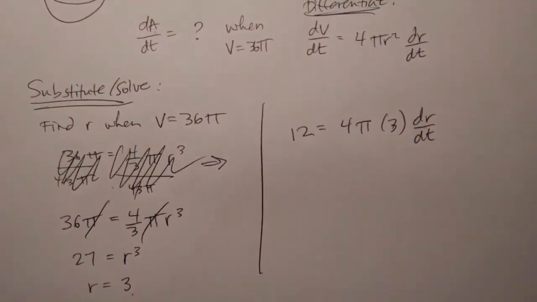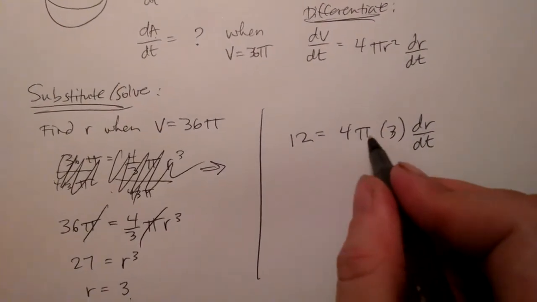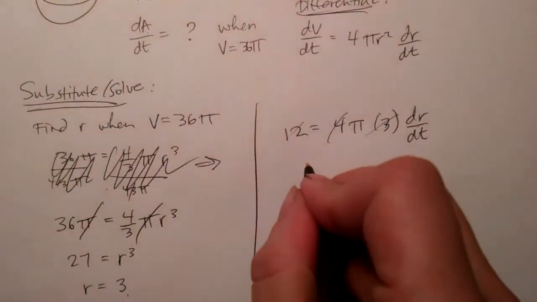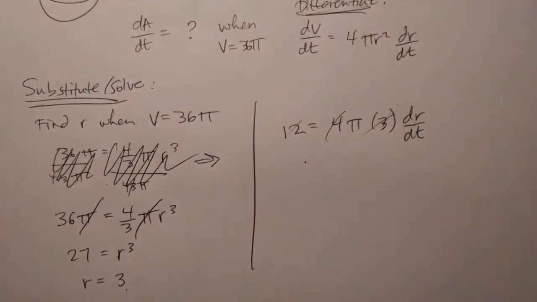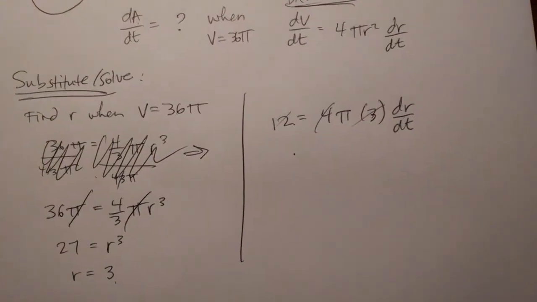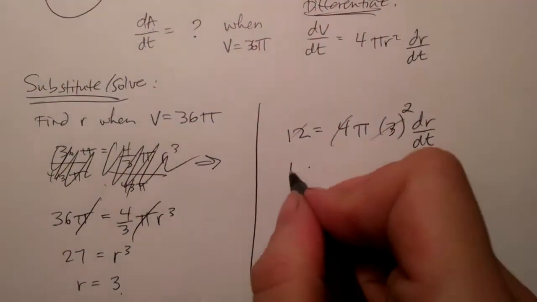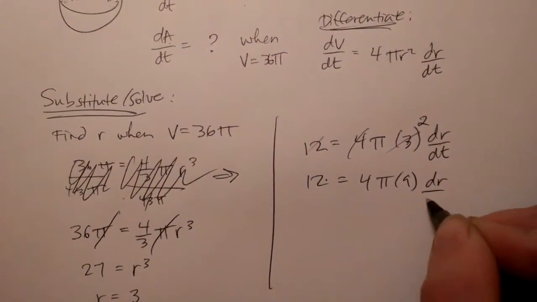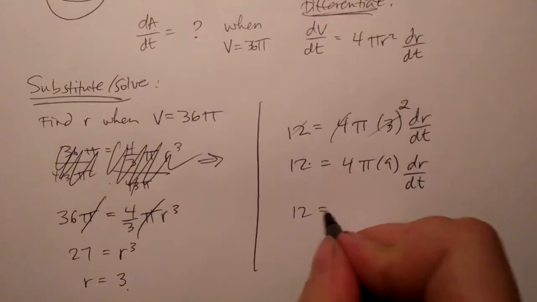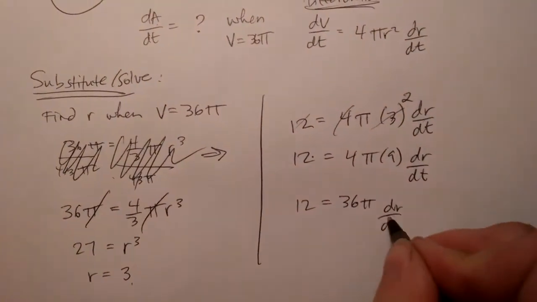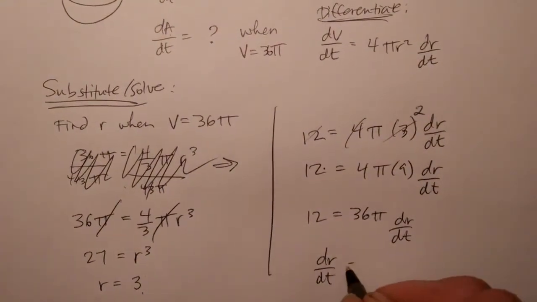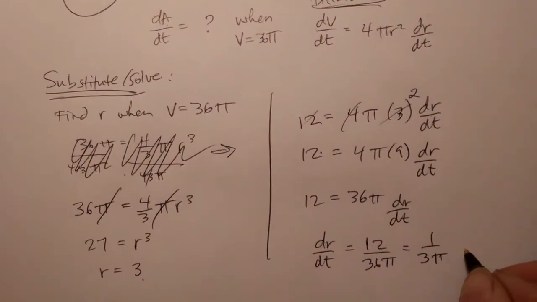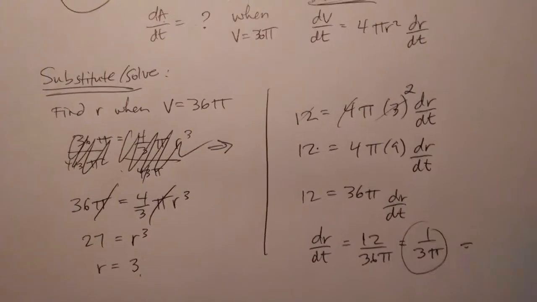We're solving for dr over dt now, so we need to divide both sides by 4 pi times 3. 4 times 3 is 12, so these cancel. You basically end up with... wait, I feel like there's an error here. Aha, did you catch it? This should be squared. So 12 is actually equal to 4 pi times 9 times dr over dt. So 12 is 36 pi dr over dt. So dr over dt, if you simplify, is 12 over 36 pi, which is 1 over 3 pi. You can find the approximation of that, but we're going to leave it just like that.